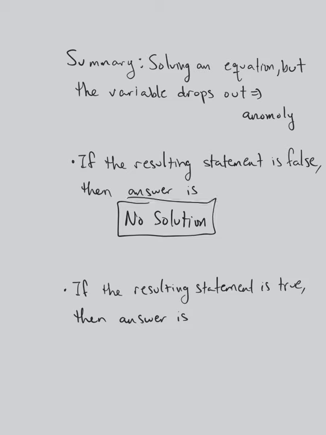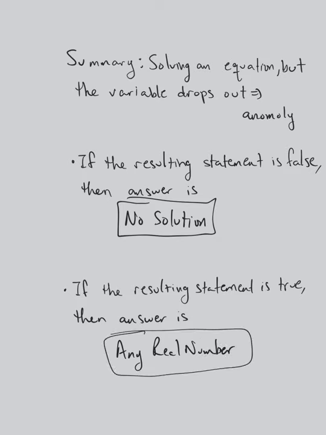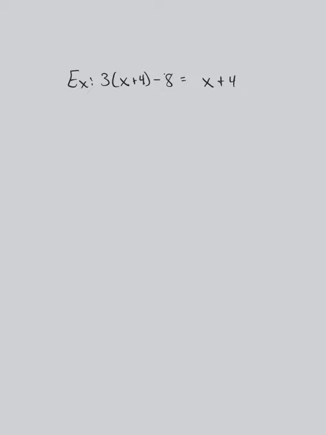And if the resulting statement is true, like 2 equals 2, that's a true statement, then what we can say for our answer is any real number. That's how you can answer that. Now there's one other thing to point out that you have to be careful of. It's not really an anomaly, but some students let it throw a snag at them, so let's talk about that real quick.